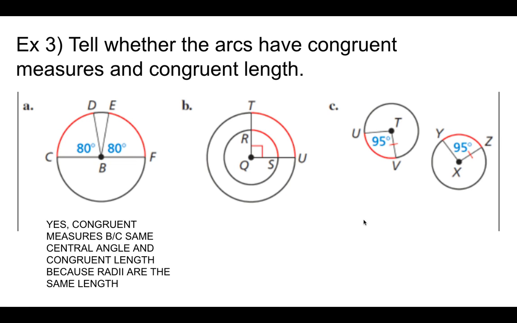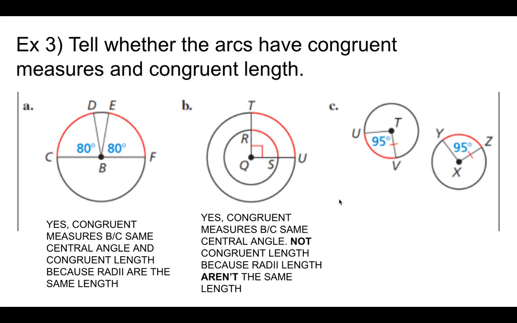Now going on to example letter B. If we look at these two circles, yes, these two circles have congruent measures of their arcs because arc RS comes from the circle Q, which has center point Q, and then arc TU again shares that same center point of Q. What do we call circles who share the same center point that are embedded within one another? So we have concentric circles.